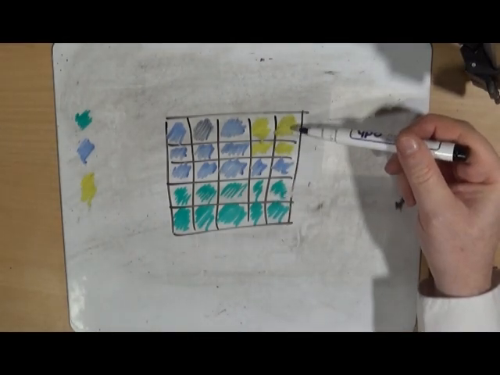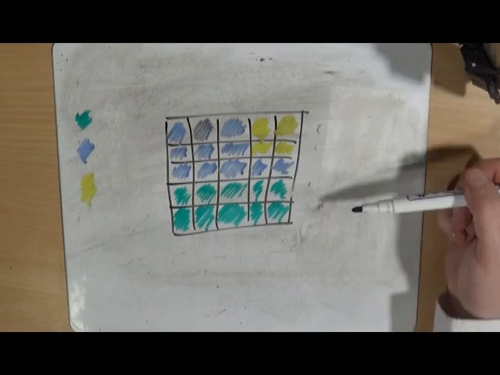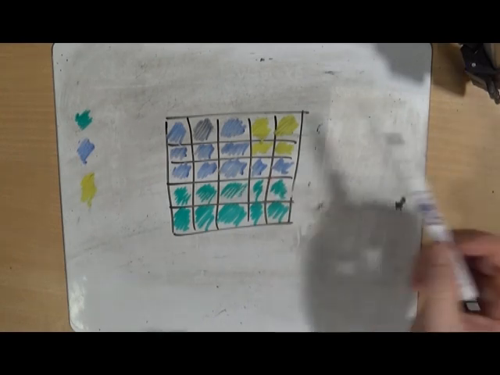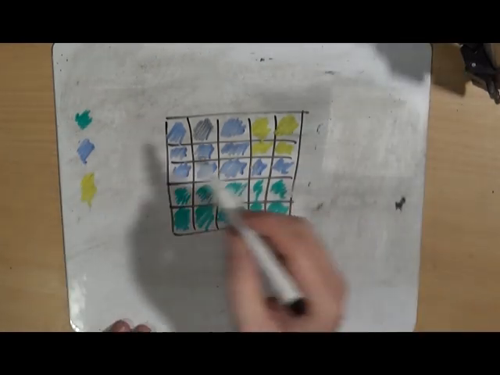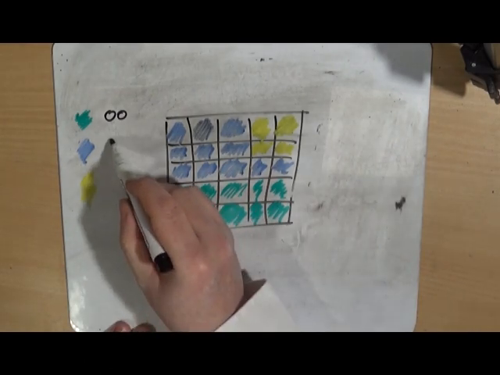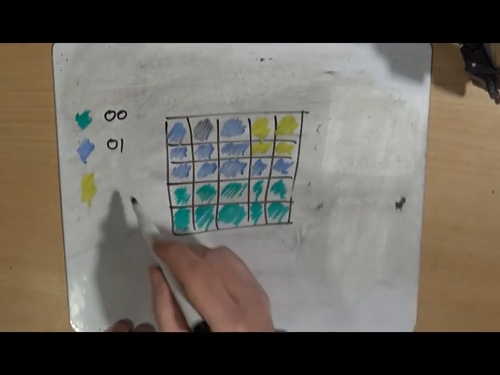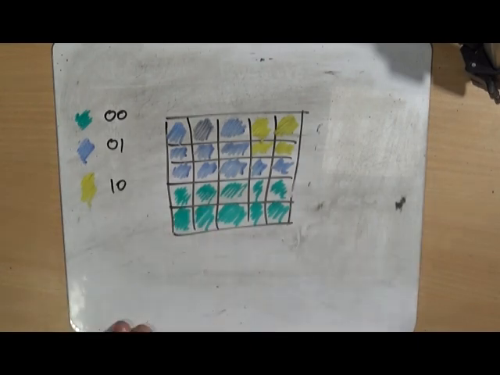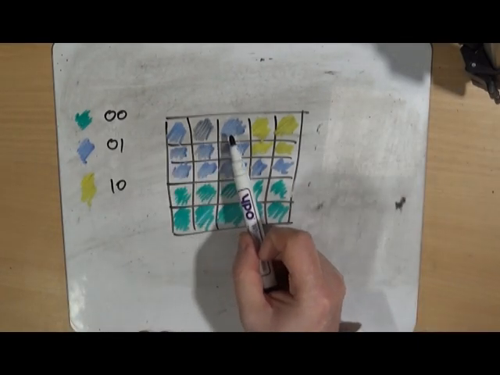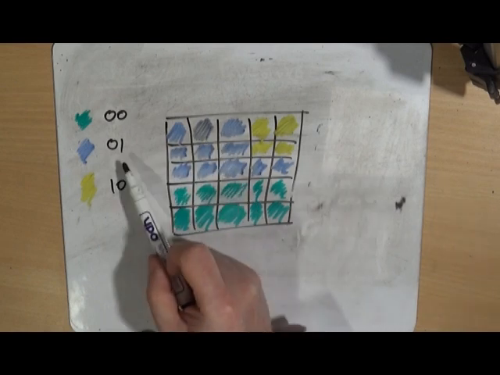Because we can't say yellow is 0 and blue is 1. That wouldn't work because then we've got nothing for green. Well, what we do over here is we make a little key, and my greens are going to be 0, 0. For blue I'm going to use 0, 1, and for yellow I'm going to use 1, 0. And then we do exactly the same as last time. We go through each pixel one at a time and write down its colour using the binary code.